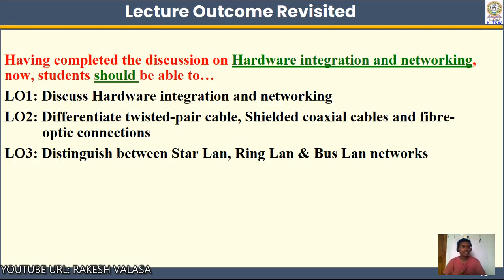After having completed the discussion on hardware integration and networking, now students should be able to learn the following lecture outcomes. Lecture outcome 1 is discuss hardware integration and networking. Lecture outcome 2 is differentiate twisted pair cable, shielded coaxial cables, and fiber optic connections. The third lecture outcome is distinguish between star LAN, ring LAN, and bus LAN networks.